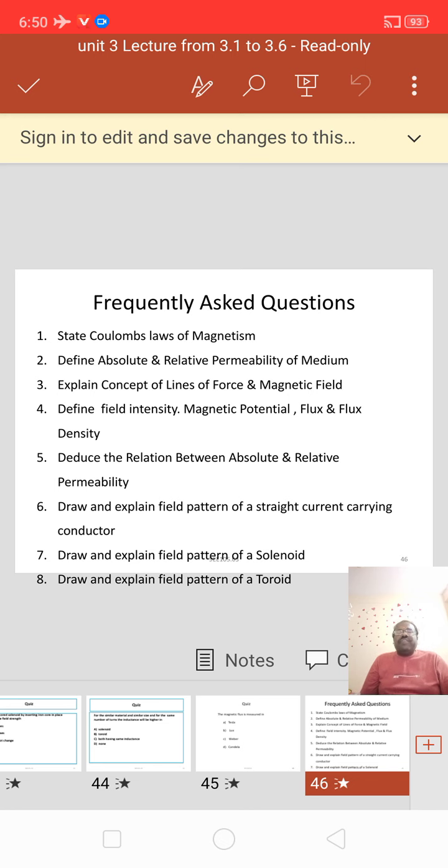Next, these are the frequently asked questions in previous examinations. Kindly have a glance at them. First one, state Coulomb's law of magnetism, most important one. It is asked in many examinations. Define absolute and relative permeability of the medium. It is asked in previous examinations.